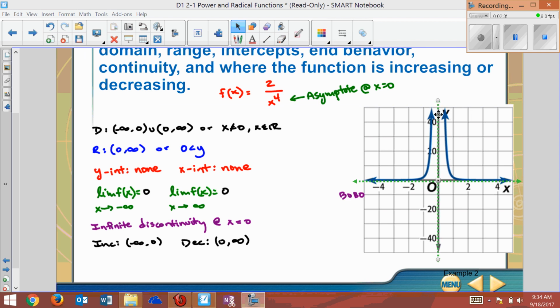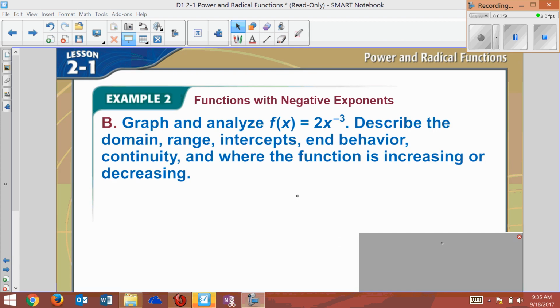Secondly, range, we can see it's greater than 0. It does not cross the y-axis. It does not cross the x-axis. As we go to the left, it approaches 0. As we go to the right, it approaches 0. There's that infinite break right there that I was just talking about. And then finally, it's increasing on the left side, so from negative infinity to 0, and it's decreasing on the right side. Next one. Let's try this one.